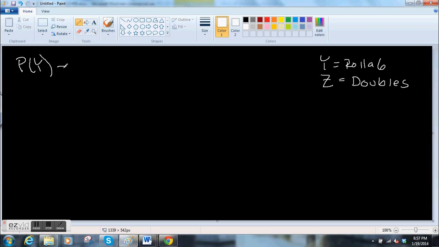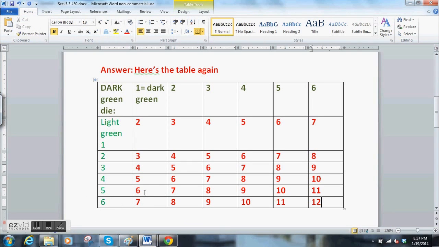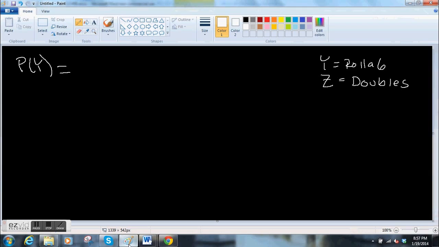So the probability of Y equals the probability that you roll a 6. So if you look at this table here, 6s are right here. 1, 2, 3, 4, 5. There's 5 ways to roll a 6 out of the 36 possible sums that you could come up with. So the probability of Y is 5 of the ways divided by 36 total sums that you could come up with. So the probability of Y given Z, here's the formula.